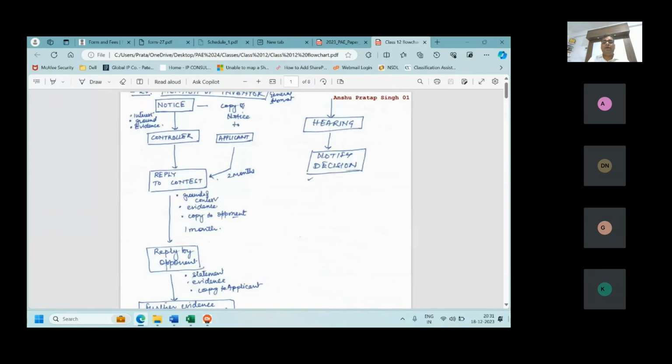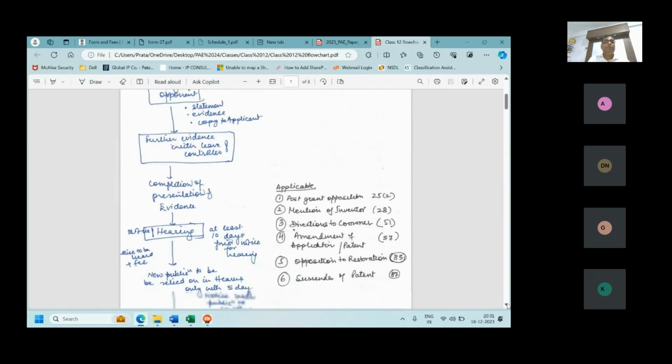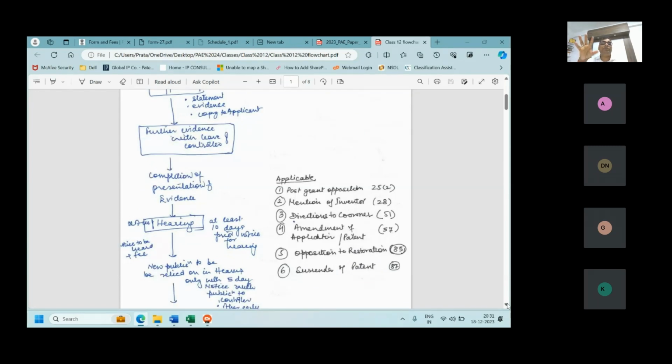Then the compilation or presentation of evidence will happen. In this, a notice of hearing will be sent, at least 10 days prior to the hearing. Suppose the hearing is to be on 15th October, you have to give at least 10 days to the other party. That means your notice should be received by him on 4th October. If you gave it on the 4th for the 15th, done, the 10 days are complete.